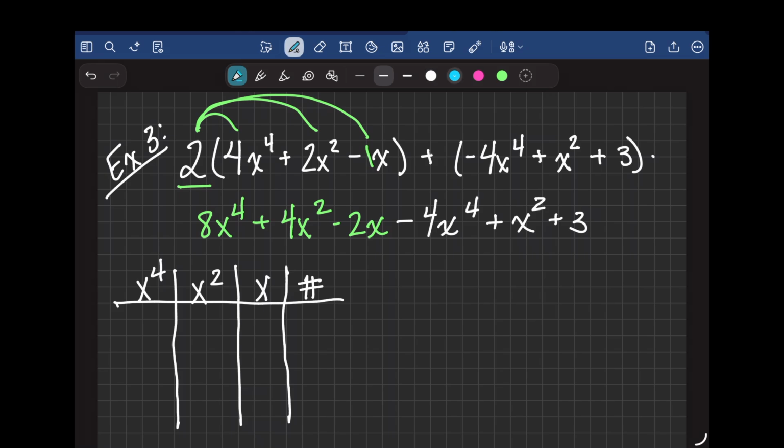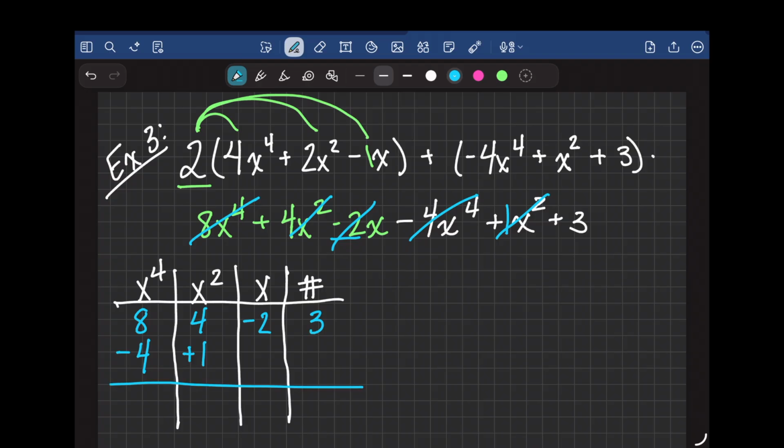In order, 8x to the power of 4 is going to go in this first group. Then I have 4x squareds. Here I have negative 2x's, so just watch your signs. Then I have a negative 4x to the power of 4, so that goes in that first group. And then here my x squared is a 1, so I'm going to put a positive 1 for my x squared terms. And then my 3 is going to go in my constants.